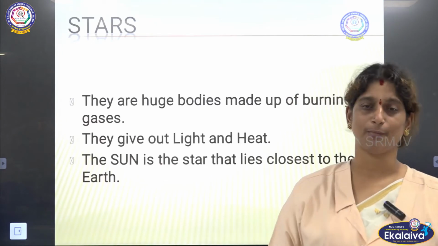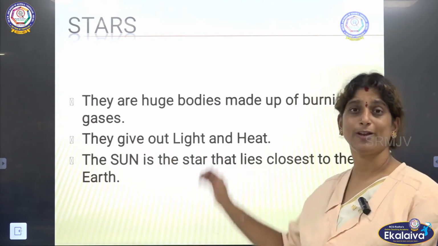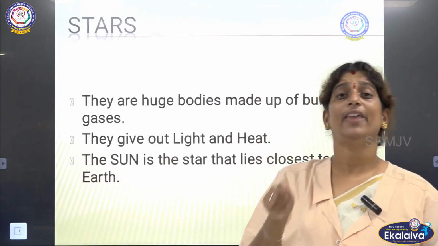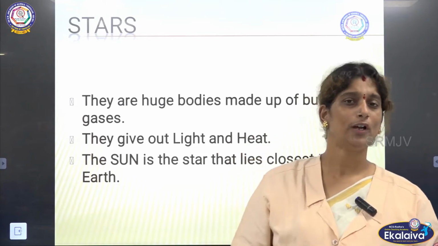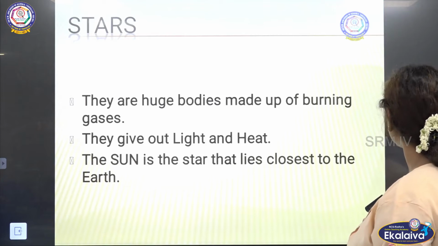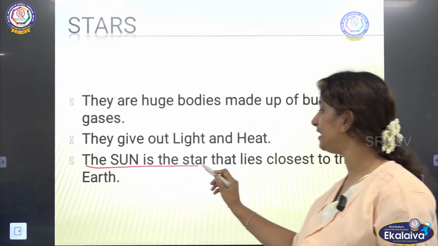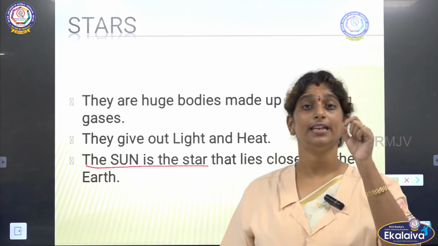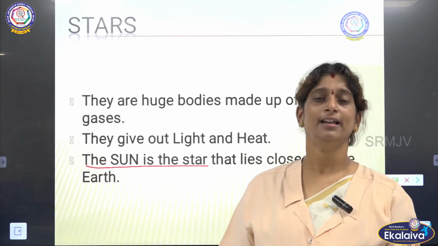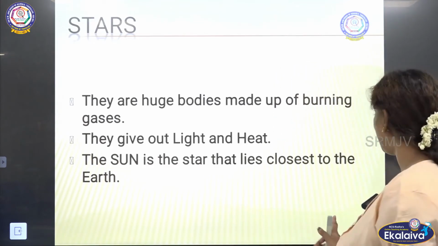We will be studying about that. Now, they give out light and heat. Because of these burning gases present in the star, they give us light and also heat. And the sun is the star that lies closest to the earth. So the most important thing we should understand here is the sun is a star. It is a huge star. It is the biggest star in the universe, right?